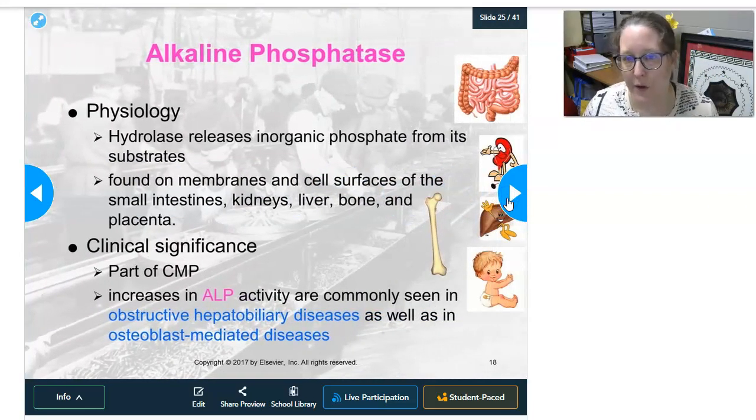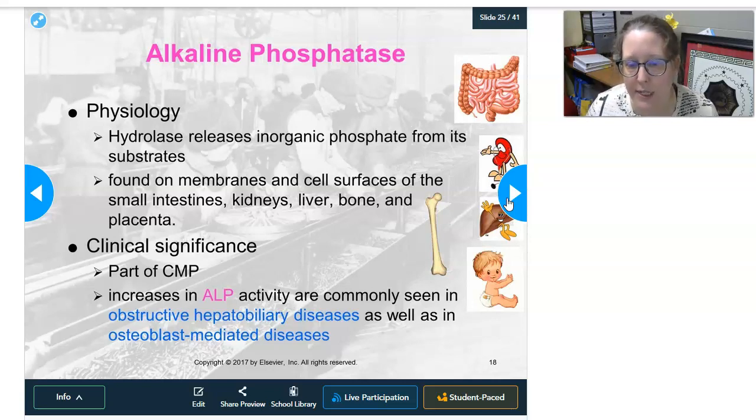Next, we have alkaline phosphatase, also known as ALP. It is a hydrolase that releases inorganic phosphate from its substrates. It is found on the membranes and cell surfaces of the small intestines, kidneys, liver, bone, and placenta. It is part of a comprehensive metabolic panel also, and it is part of a liver function test.